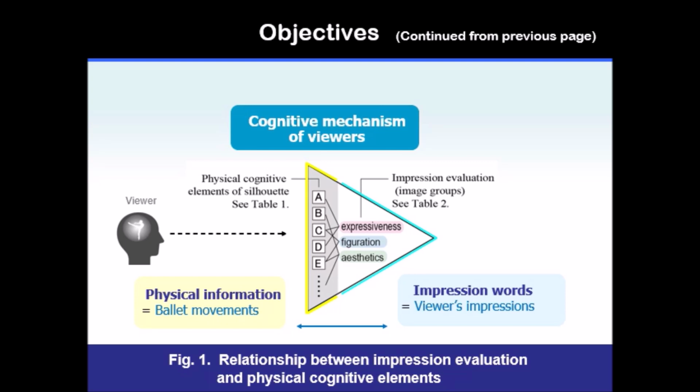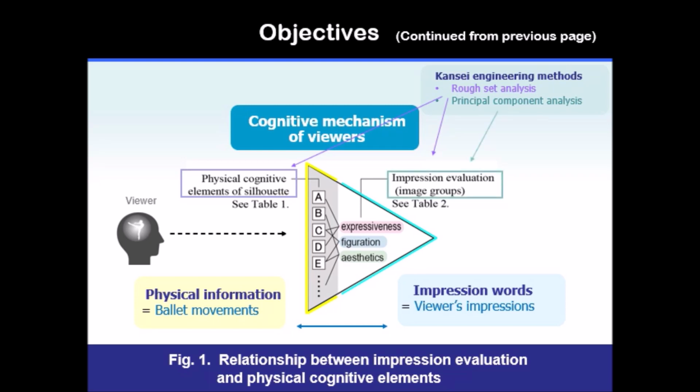The details will be skipped here. Rough set was used to analyze the relationship between impressions and physical cognitive elements. Principal component analysis was used for classifying impressions. These image groups will be explained later.